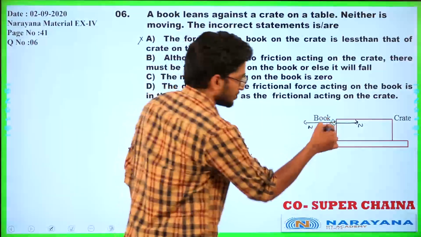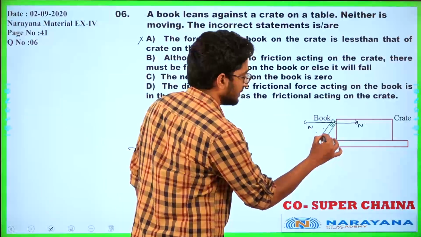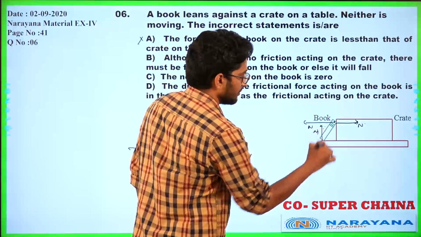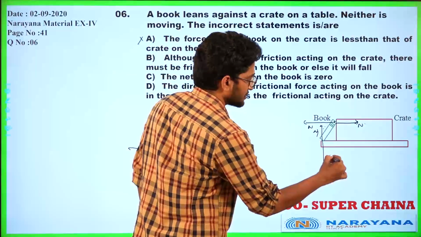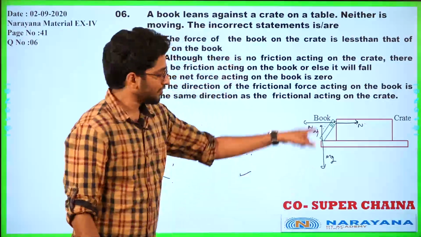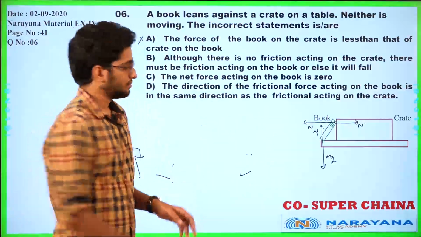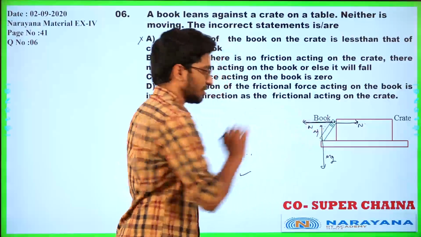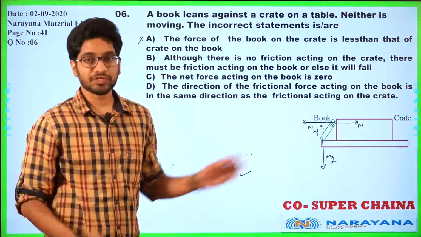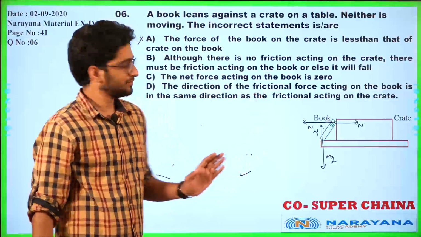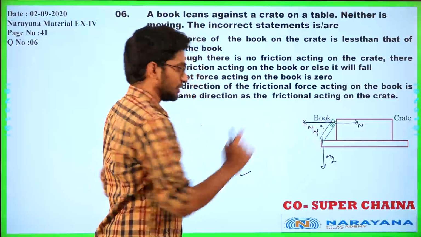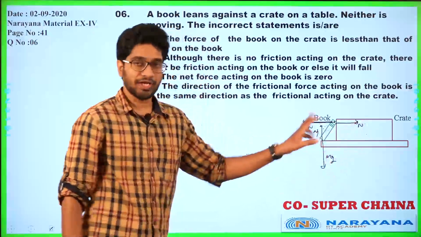Because on the book also there is one normal acting here from the ground and its weight is acting downwards. So this upward normal and weight may be balanced, but there is a horizontal force because of the contact. There must be some force to balance it so that it is in equilibrium. So there should be friction on the book also, friction on the crate also. Both should have friction.